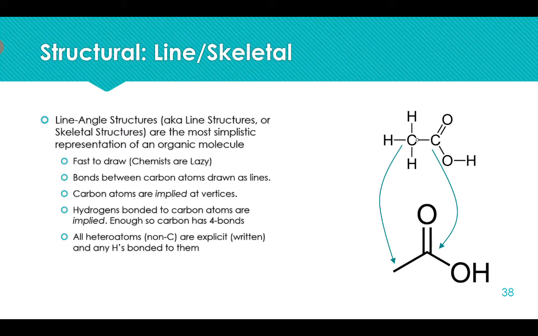So it's fast because chemists are lazy. The only thing you're drawing are bonds between carbon and other carbons, and also double bonds or any bonds to heteroatoms. So all heteroatoms you actually have to write out. And yeah, that's pretty much it.